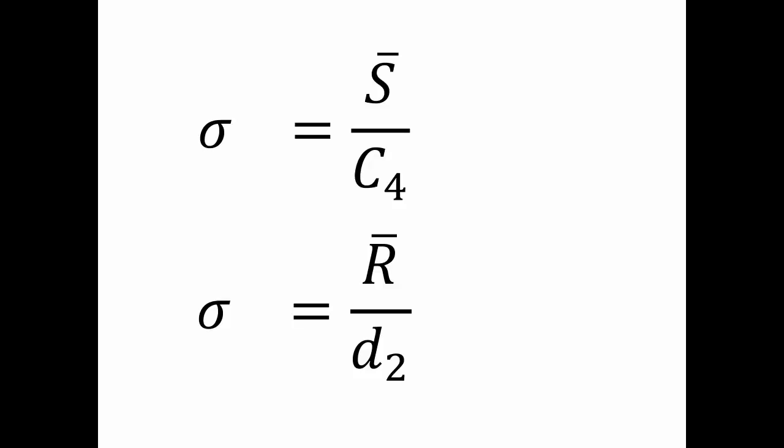R bar, of course, is the average range of the subgroups, and D2 is a factor in the appendix at the back of your textbook. Now, C4 and D2 are both dependent upon the subgroup size, and take note that D2 is a lowercase d. In your appendix, there are actually 2 factor D2s, one being lowercase and one being uppercase. We've determined how we're going to calculate sigma, or the population standard deviation.